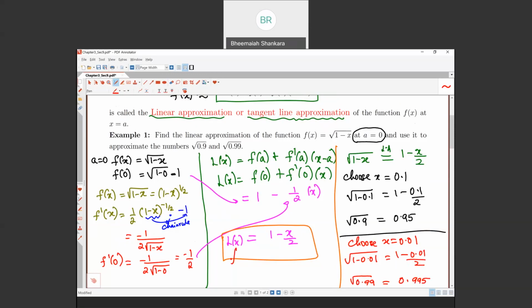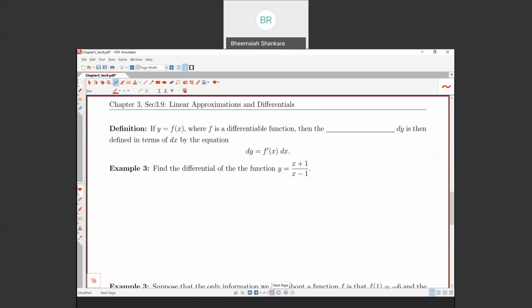So the linear approximation of the function square root of 1 minus x is 1 minus x over 2, and we were also able to find the square root of 0.9 and square root of 0.99 values by assuming a suitable x value and plugging back into the linear approximation formula, which is 1 minus x over 2 for this particular problem. Now I think I have one more example.